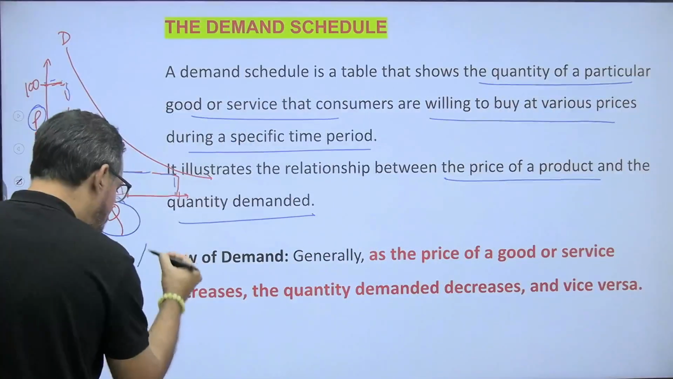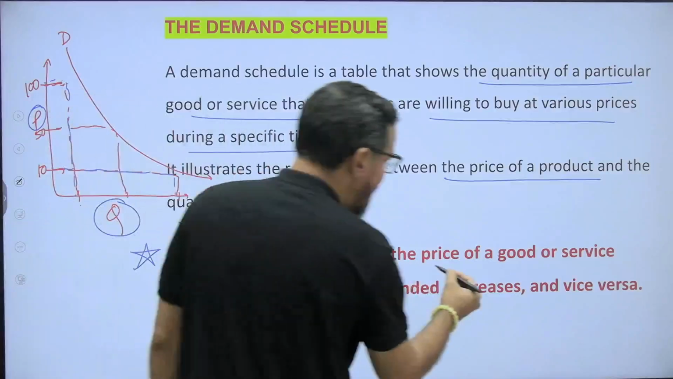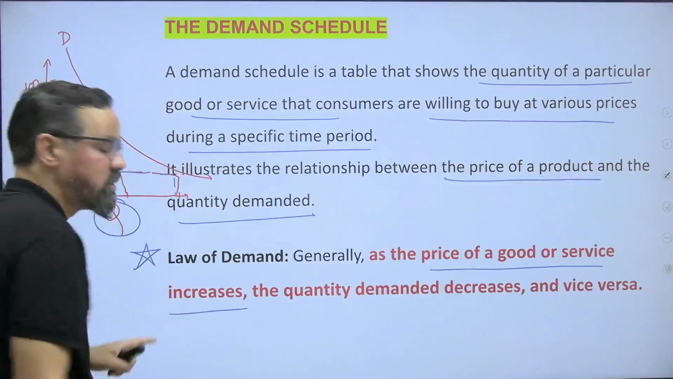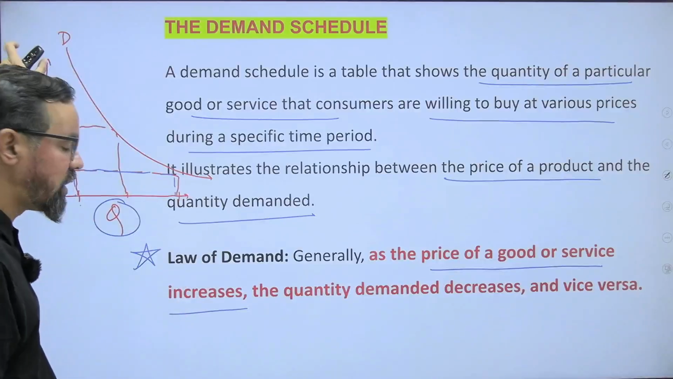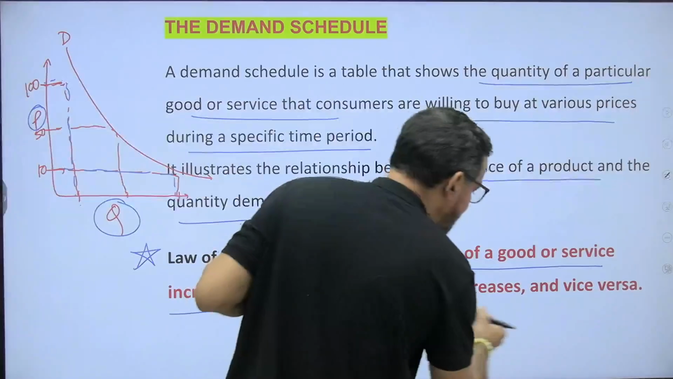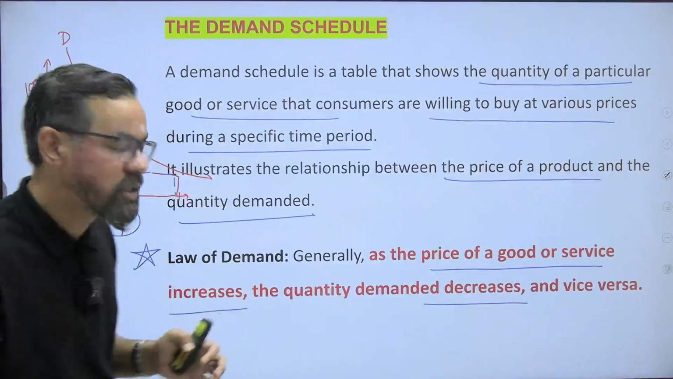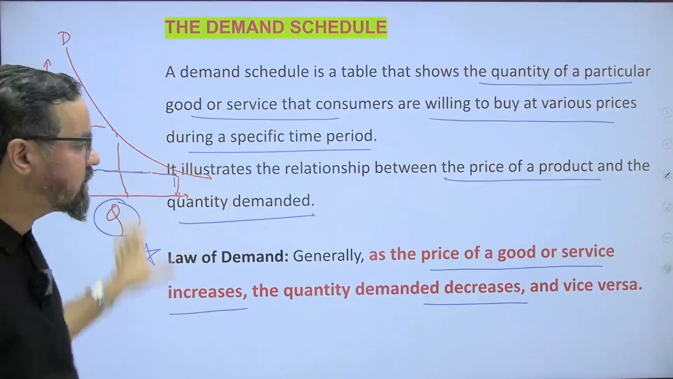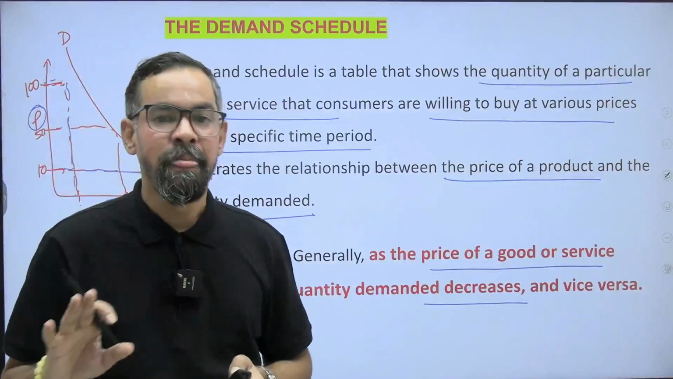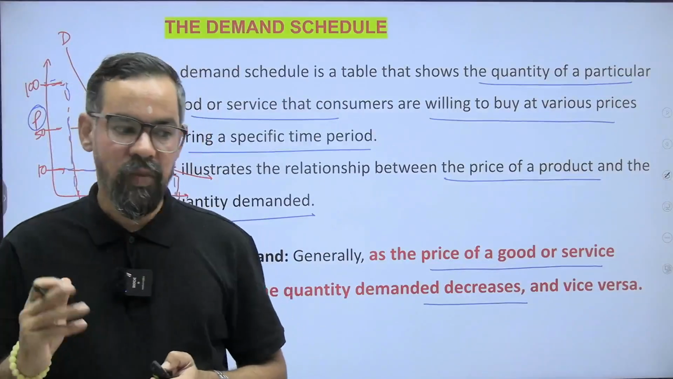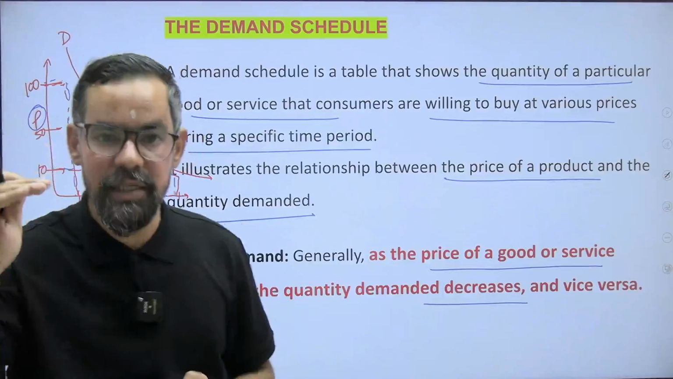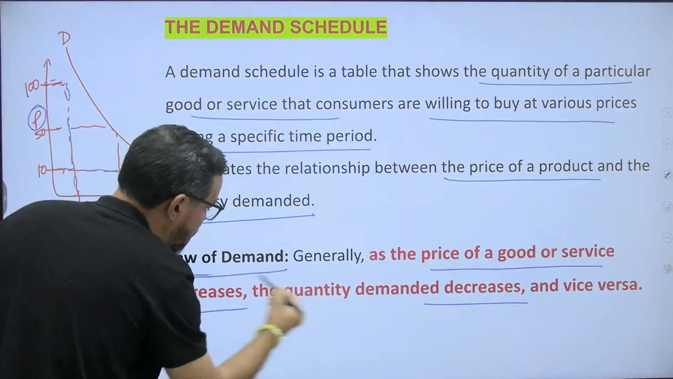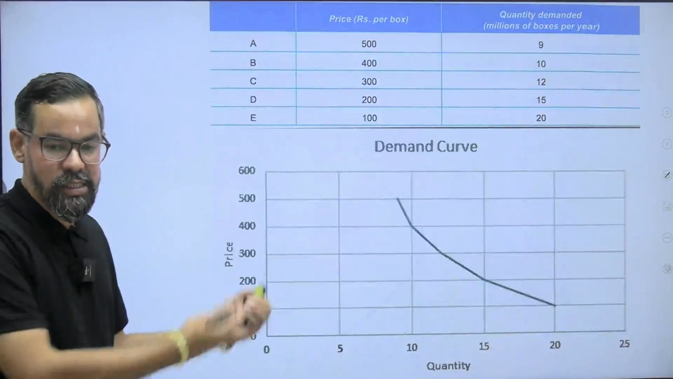So the law of demand says that as the price of goods or services increases, the quantity demanded will decrease, or vice versa. Vice versa means as the prices decrease, quantity will increase. So this is the simple relationship between prices and quantity demanded, and that is generally known as the law of demand. It is called the law of demand.